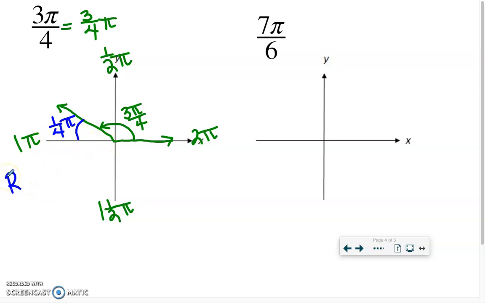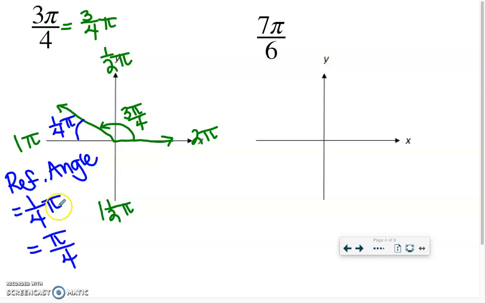So your reference angle for this one is going to equal 1/4 of a pi. But a better way to write your answer would be pi over 4. That's just moving the pi back inside of the fraction rather than having it separated. So there's one option, okay?